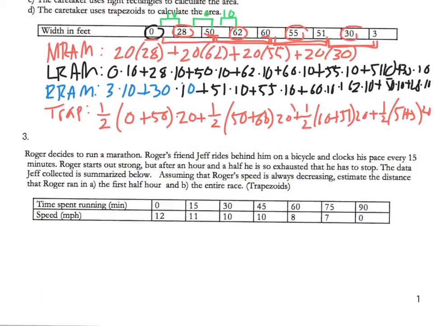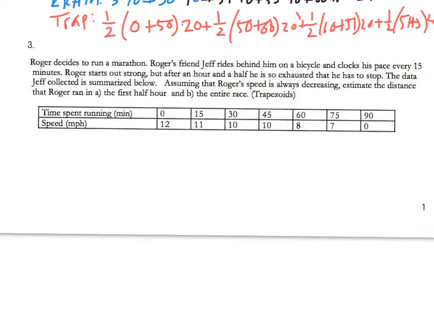That's all 4 ways. For number 3, we got Roger deciding to run a marathon, and Jeff rides him on a bicycle and clocks him every 15 minutes. The data is summarized below. Assuming Roger's speed is always decreasing, estimate the distance that Roger ran in the first half hour and the entire race using trapezoids. Okay, so for the first half hour, we're looking just at these pieces, and I might use trapezoids based on each part of this.